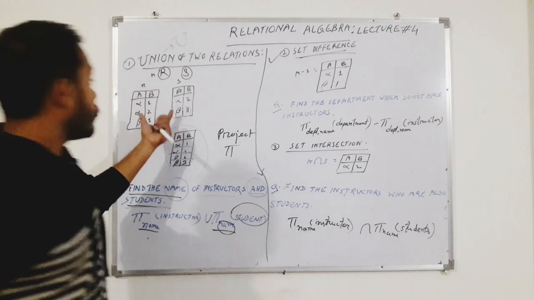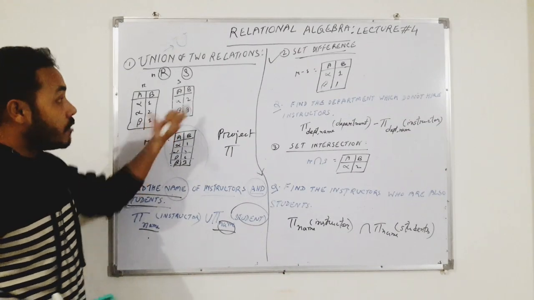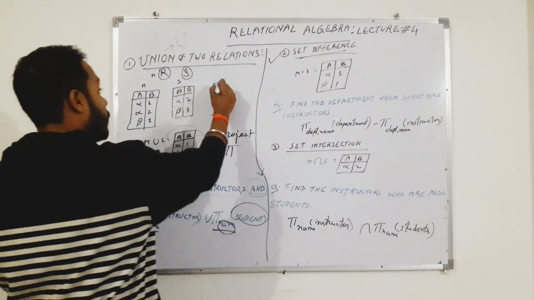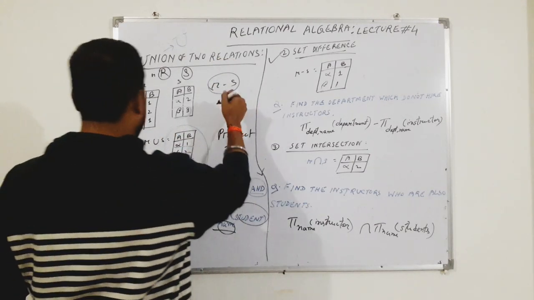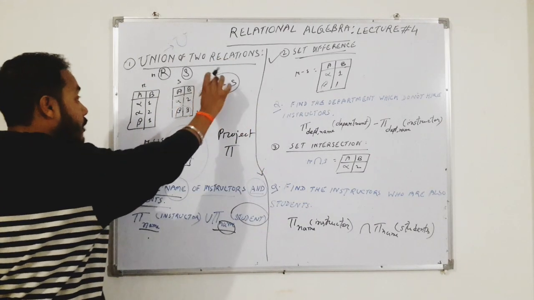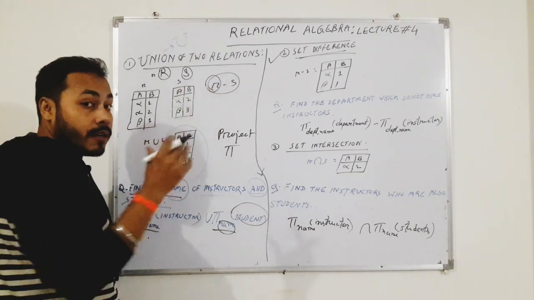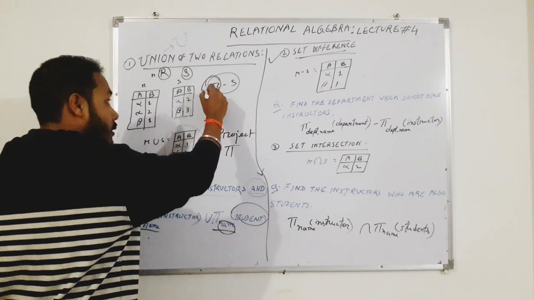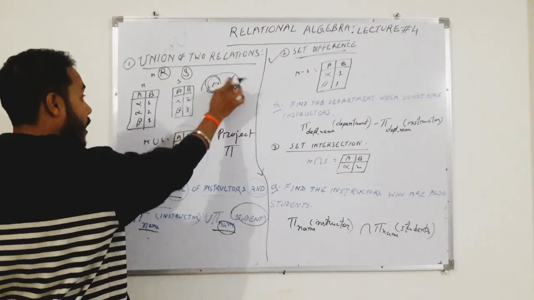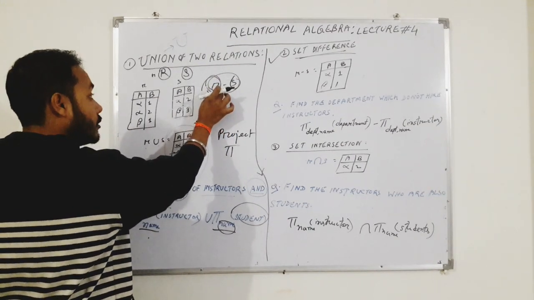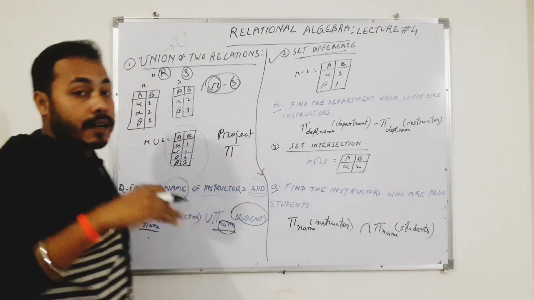You have seen these two relations, R and S. If I want to find R minus S, what will it contain? It will contain only those values of R which are not present in S. Because if some values of S are there in R, then they get cut out.